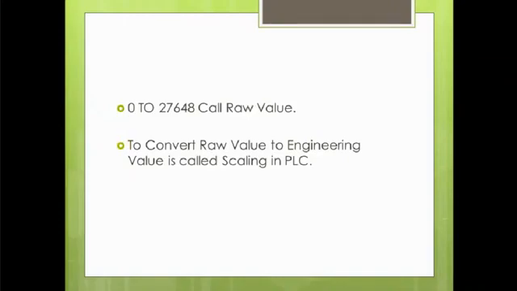So this 0 to 27648, we can call it the raw value. The raw value means it is coming from the analog signal input that we receive. Analog input in a PLC is coming from the field, and 0 to 27648 is the raw value. We cannot show it directly on the SCADA or your HMI so that the panel operator can operate according to this value. That is not possible. So that's why we call it the raw value.